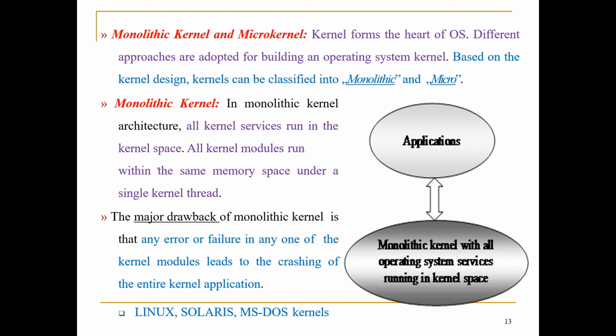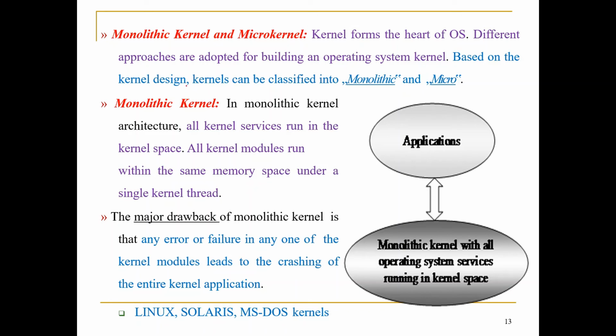Speaking with respect to the types of kernels, you have two types of kernels. One is called monolithic kernel, the other one is called microkernel. Kernel forms the heart of the operating system. Different approaches are adopted for building the operating system kernel. Based on the way in which my kernel is designed, kernels are classified into monolithic and micro.